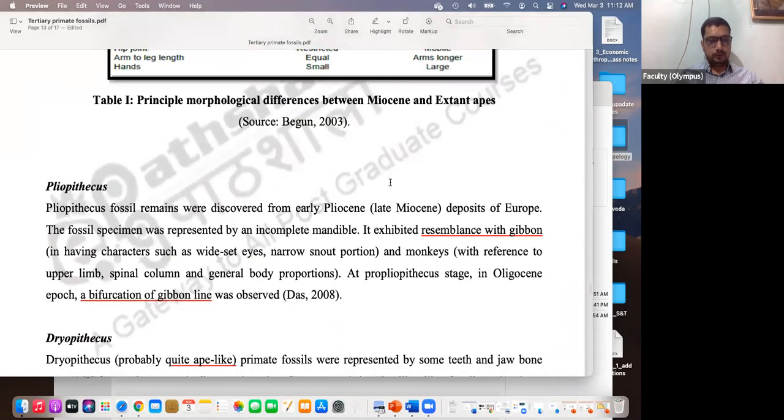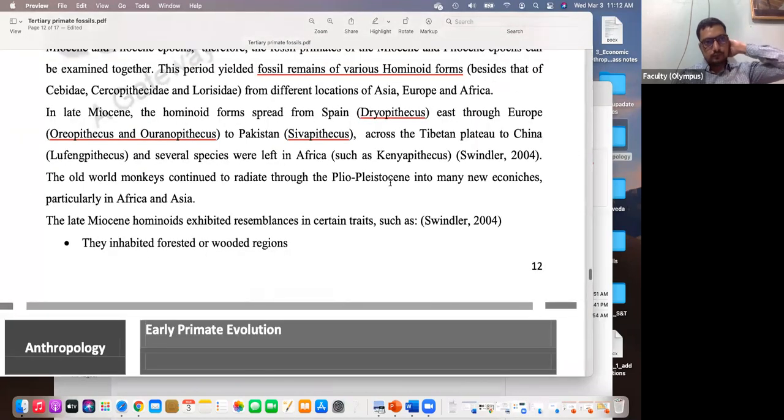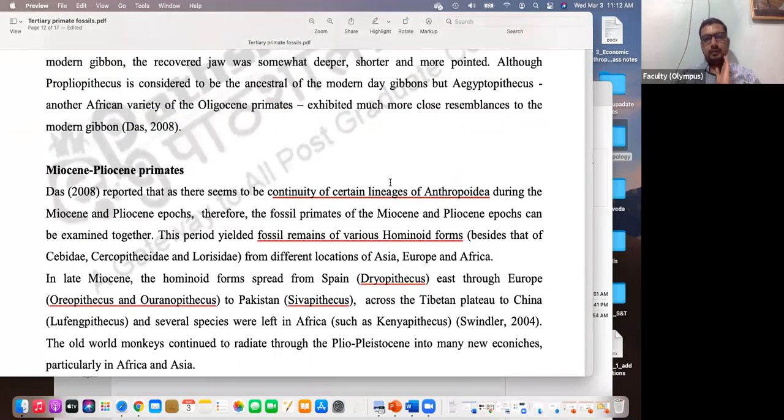Fossils that were found in the Miocene and Pliocene epoch, Miocene and Pliocene epoch together.